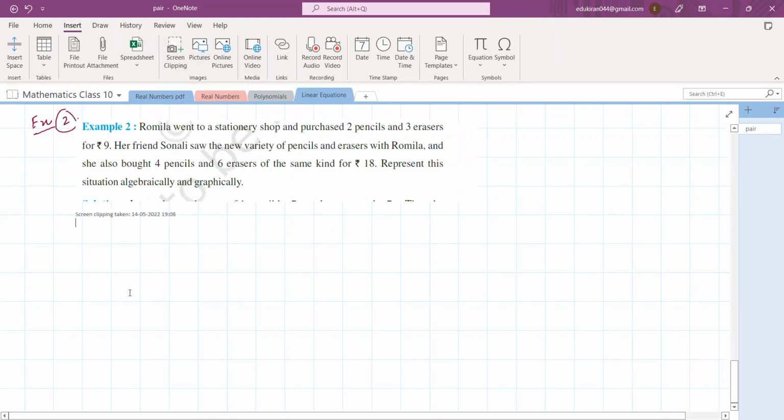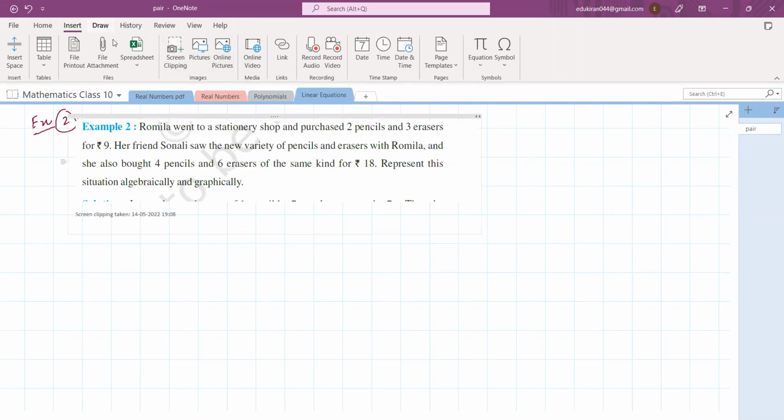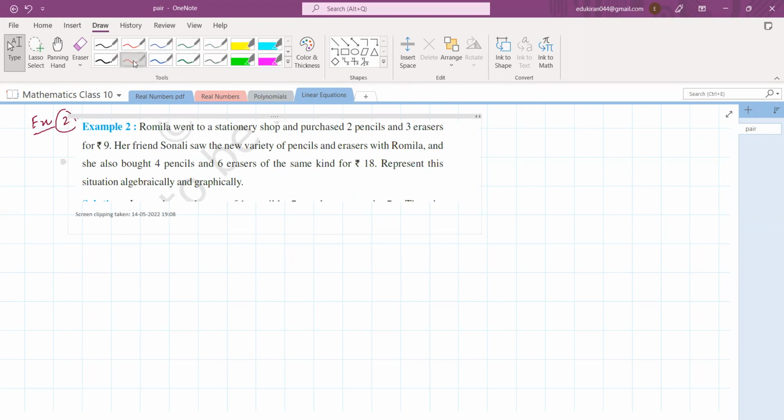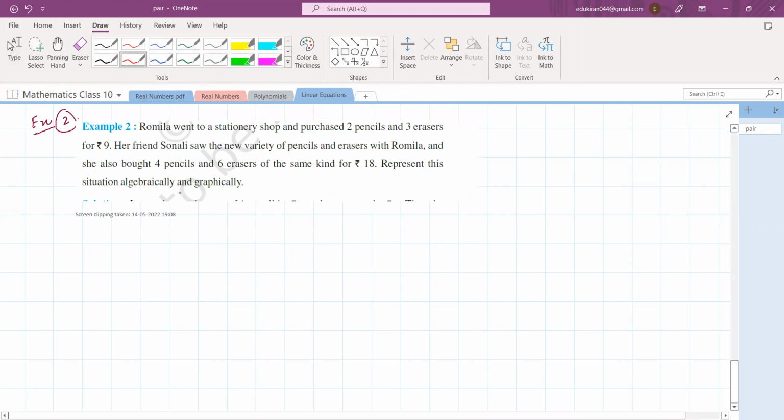So this is actually the question. This type of question will also come in the exam, word problems, and you have to formulate the equation. Look at the question, represent the situation algebraically. You have to form the equation, and then graphically also you have to plot them.